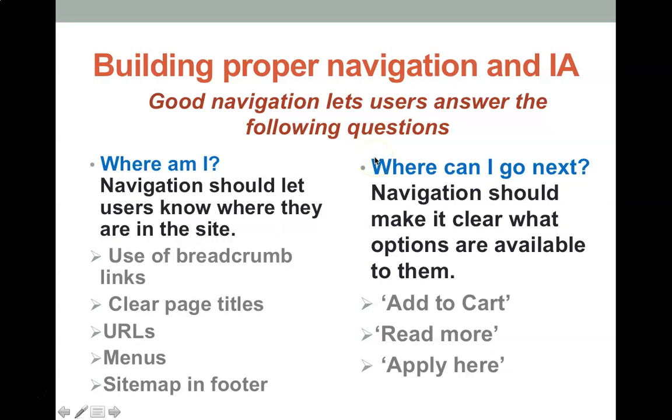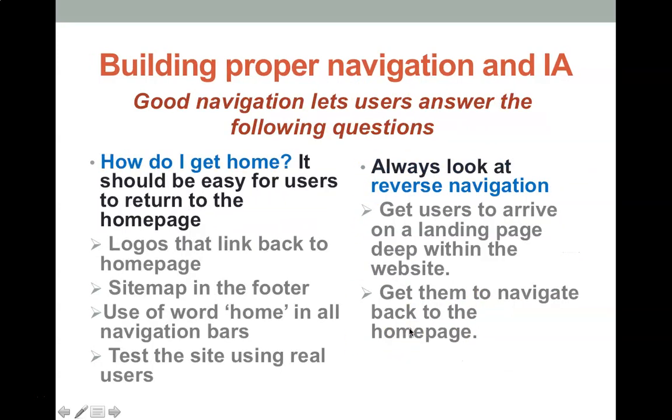Where can I go next? That's a question that should be easily answerable to the user, and we have things like this. Building proper navigation and IA, another question that users might ask is, how do I get home? And of course, here are different ways.